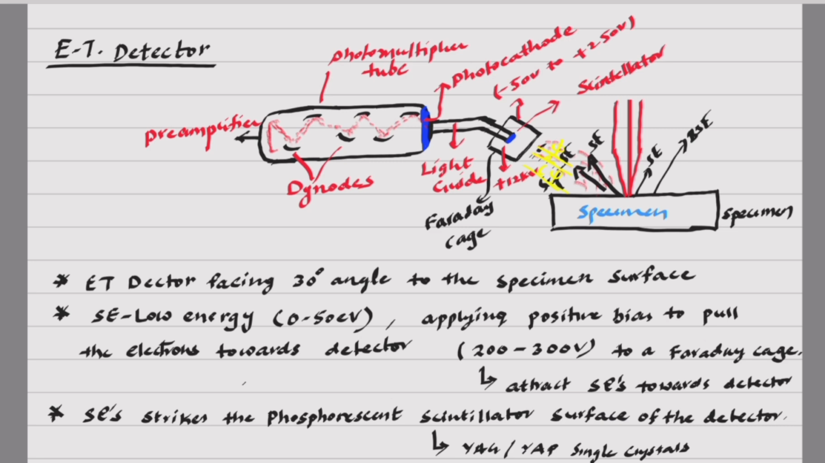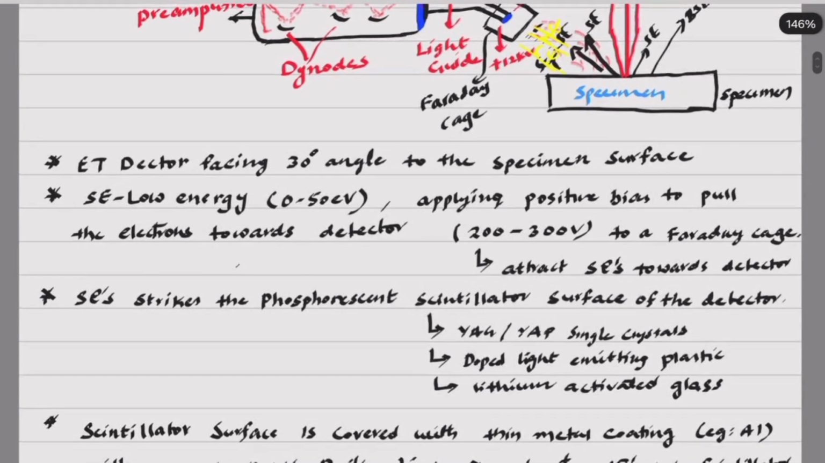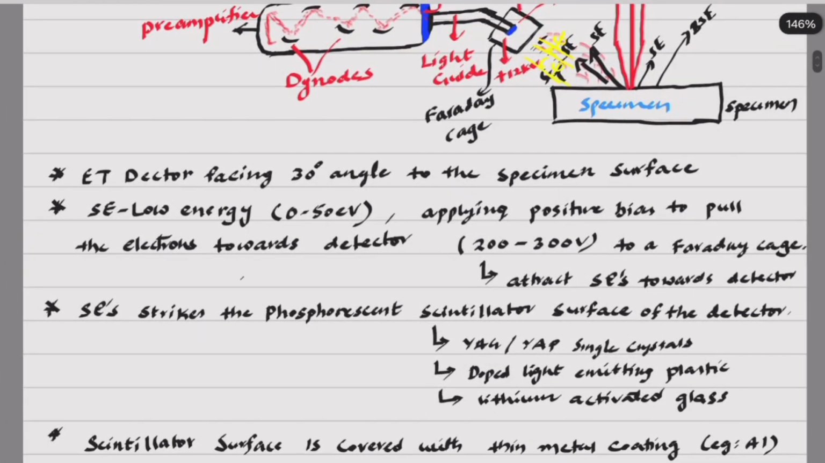So now we will discuss how the secondary electrons generated from the sample are collected, and how the output comes on the monitor. First, this ET detector is facing a 30 degrees angle to the specimen surface. Later we will discuss why this 30 degrees angle is mentioned, because in the end we are trying to maximize the efficiency of the secondary electron collection.